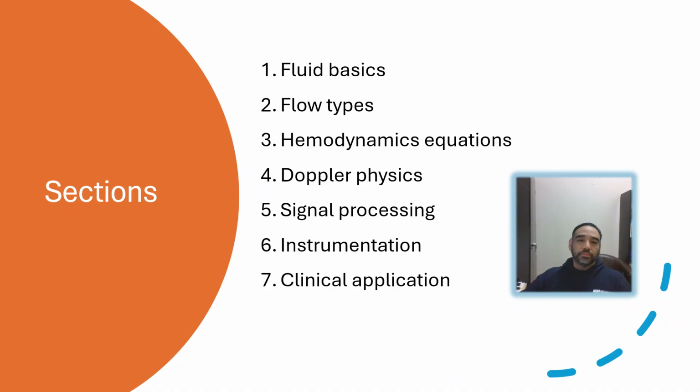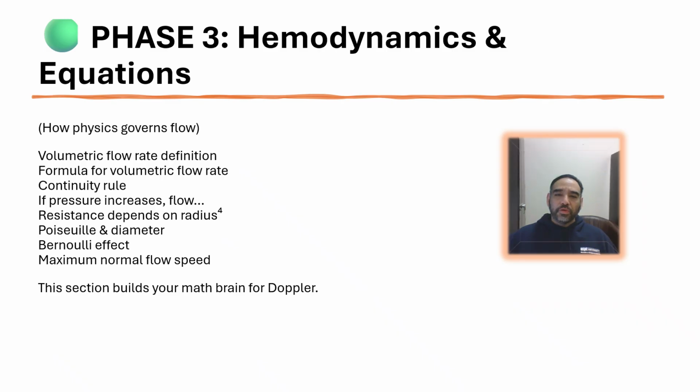So now we enter phase 3, hemodynamics and equations, where physics begins to govern everything we've discussed so far. Flow types describe, again, what blood is doing. Hemodynamics explains why it behaves that way. Over the next several slides, we'll build this step by step. First, we'll define volumetric flow rate, what it actually means when we say flow. Then we'll look at the formula for volumetric flow rate, connecting velocity and cross-sectional area. From there, we'll examine the continuity rule, which explains why velocity changes when vessel diameter changes.